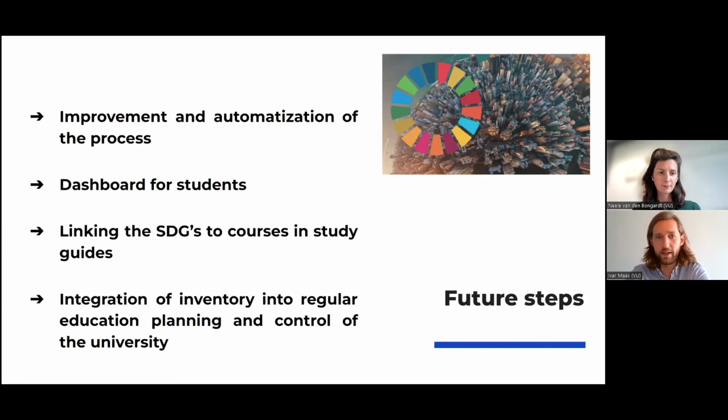Another next step is further integrating these sustainability related courses into the normal processes of the university. One of the examples is linking it to the course manuals in the study guides, where students can more easily see to which SDGs these courses are linked. And also integrating this into the regular planning and control cycle of the education of the VU. So those are the next steps. Quite a lot to develop further here for the education dashboard, but this is the starting point.